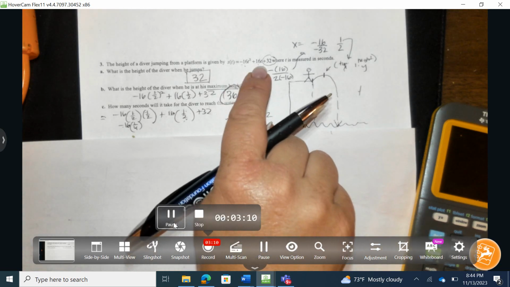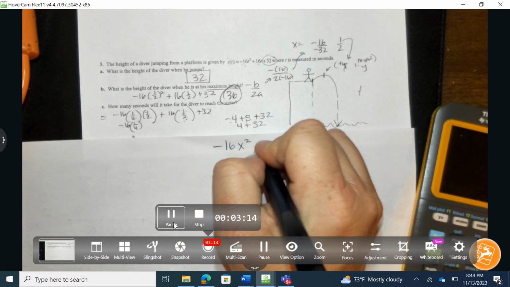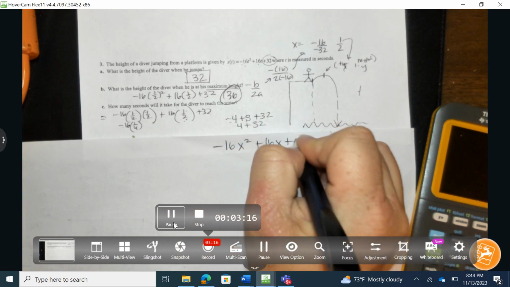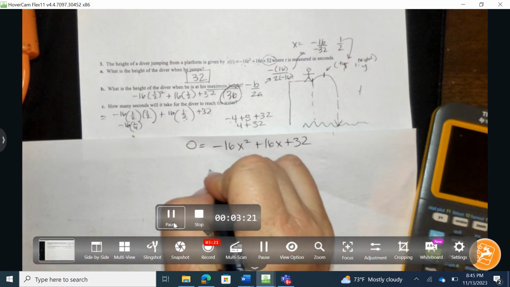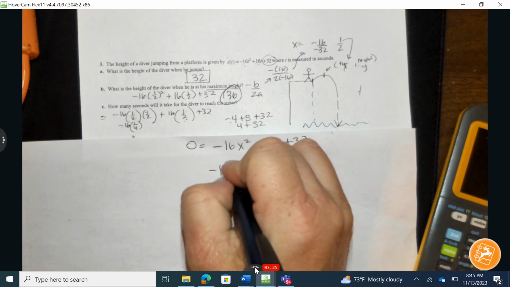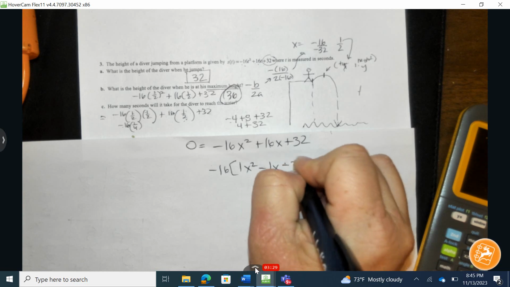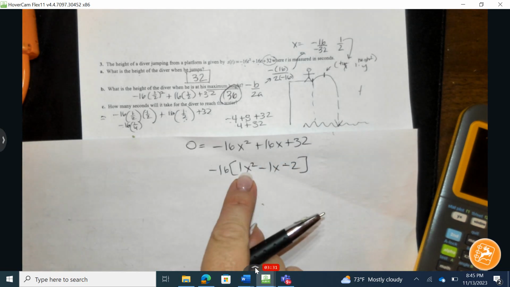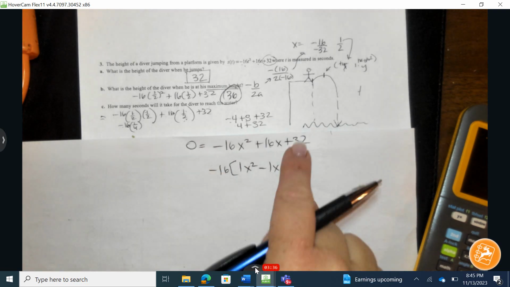So I'm going to come back up to this. I'm going to set this equal to 0. Negative 16x squared plus 16x plus 32. When does it hit the water? We could use the quadratic formula. Myself, I recognize I can factor out a negative 16. I'd be left with 1x squared minus 1x minus 2. Now let's make sure this is right. Negative 16x squared, positive 16x, positive 32.